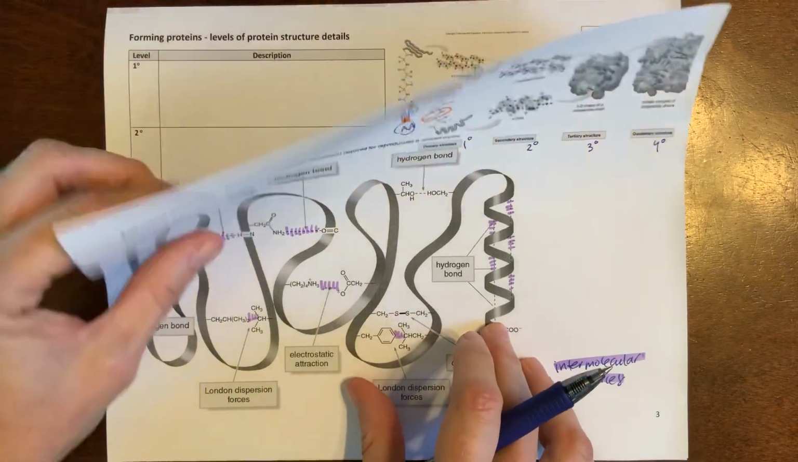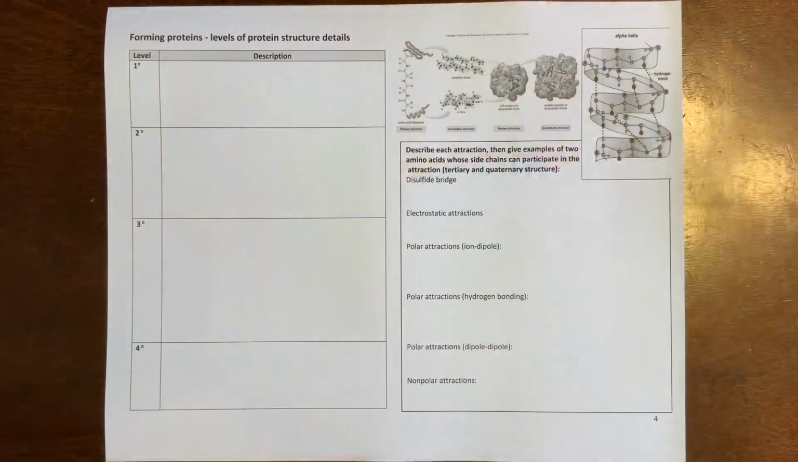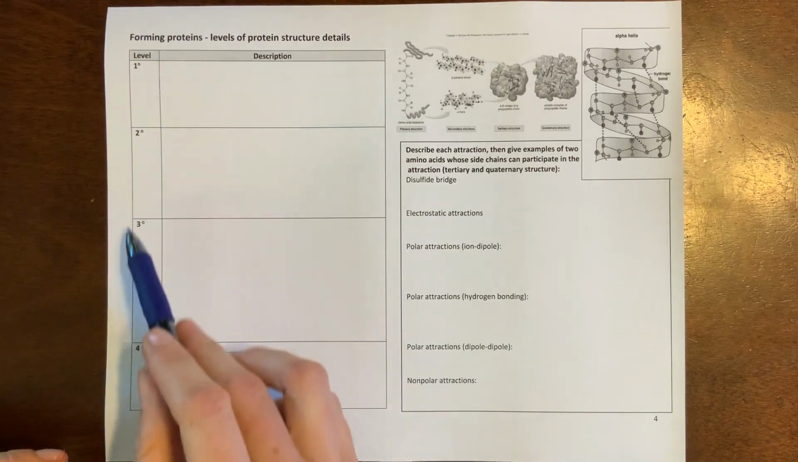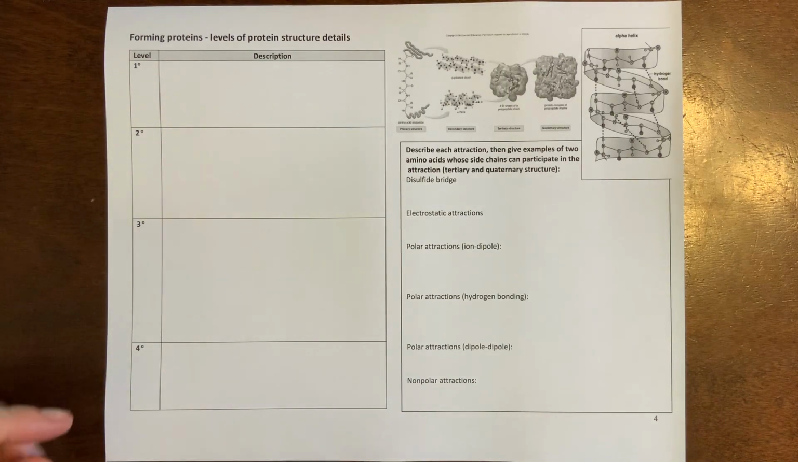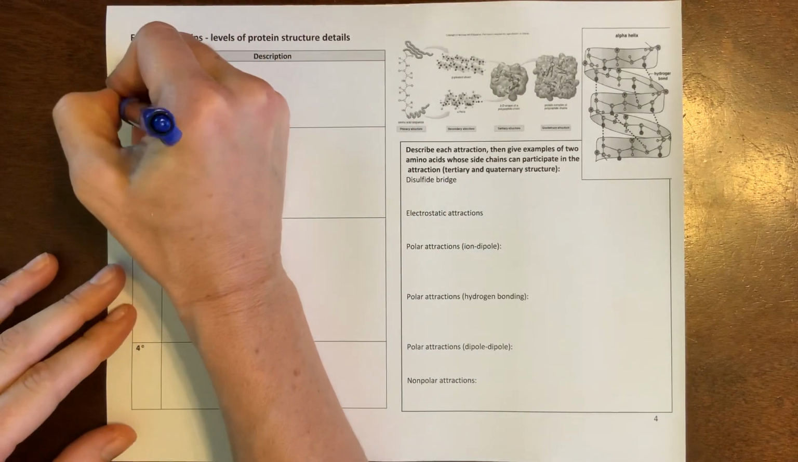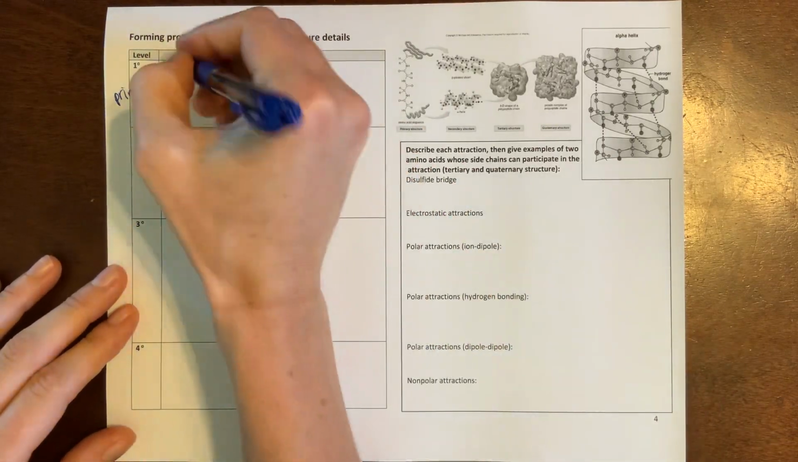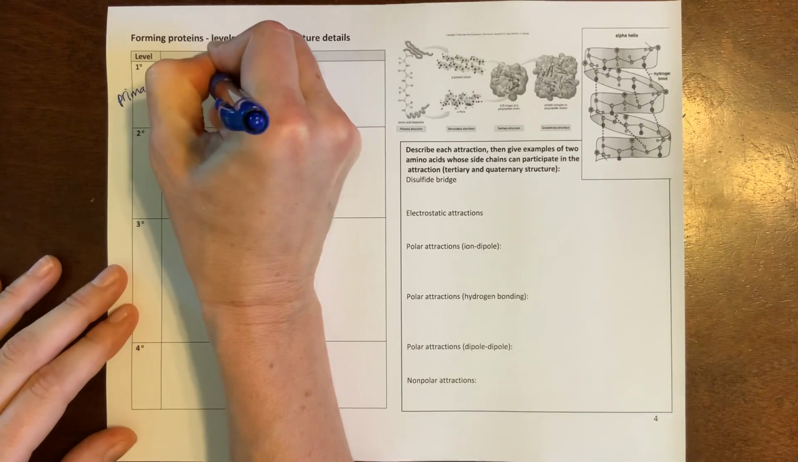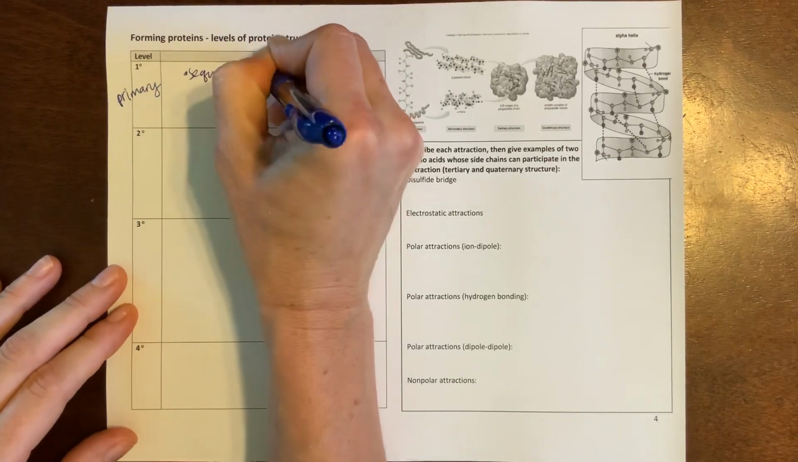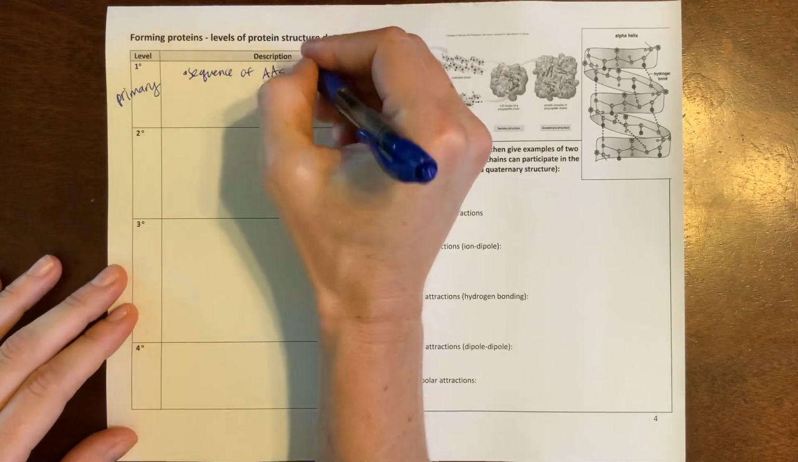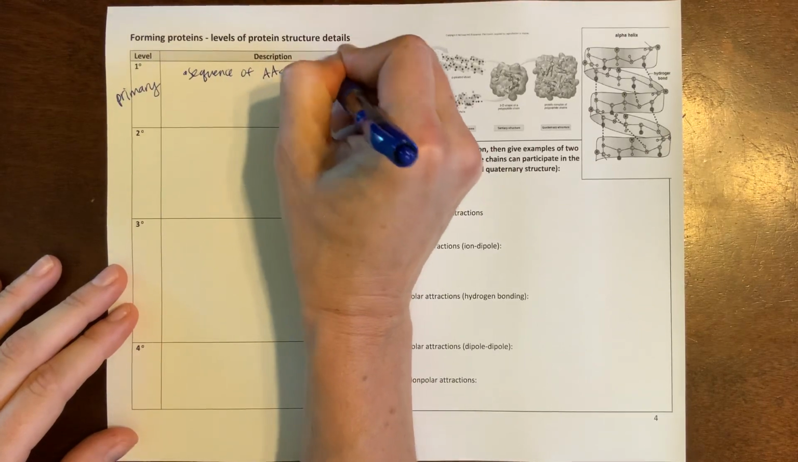So as we move on here to the next page, let's define in a little bit more detail our primary, secondary, tertiary, and quaternary structure. So our levels of protein structure, primary we're going to look at first, obviously, and this is going to be the sequence of amino acids joined by peptide bonds.